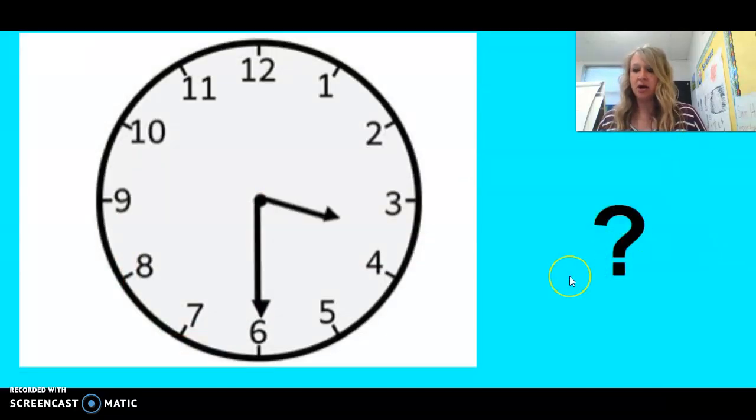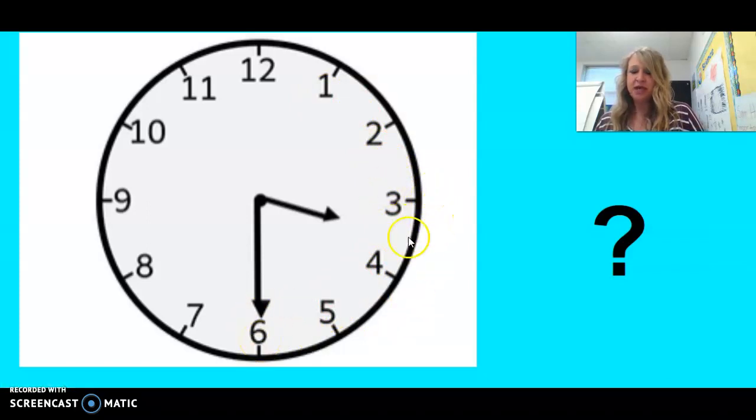Okay, let's try another one. What time do you think this clock shows? Is the hour hand pointing at the 3 or the 4? Neither. It's halfway between. Is it on the 4 yet? No. It is still 3. The hour is still 3. The minute hand is pointing at the 6. So what are the minutes for the minute hand pointing at the 6? Let's count by fives to check. 5, 10, 15, 20, 25, 30.